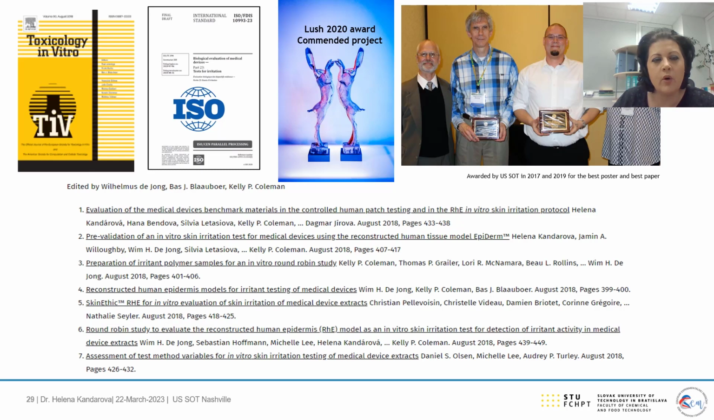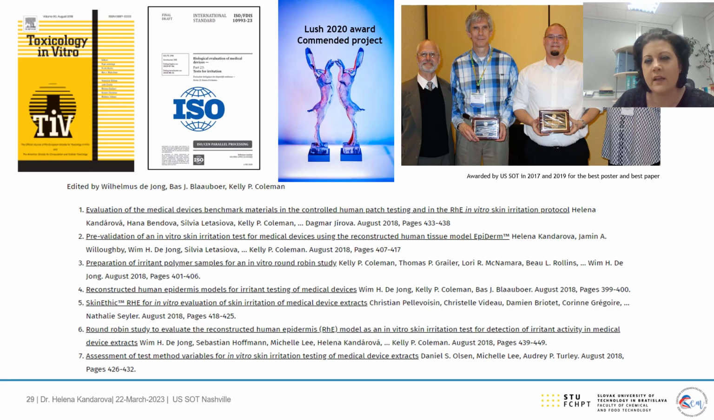And the whole story from the materials development, from the protocol development, pre-validation, some additional testing that was conducted just before the start of the validation study between MATEC and Riven, and also the story of the kinetic protocol development is described in the Toxicology in Vitro paper that was issued in 2018.